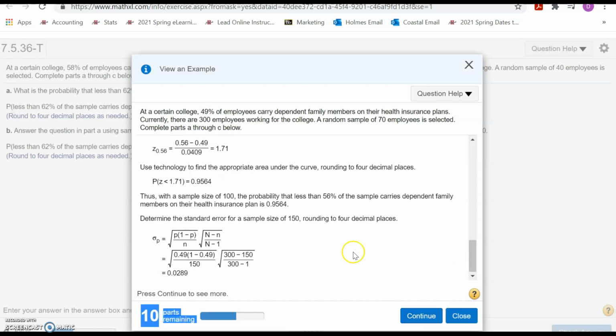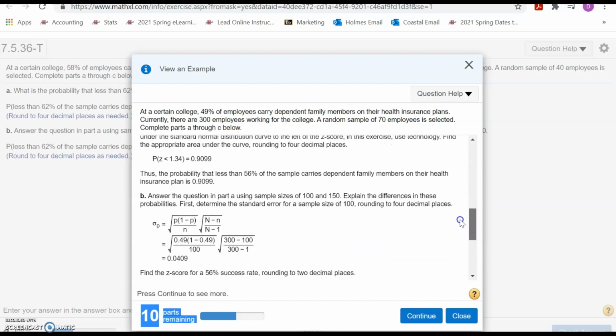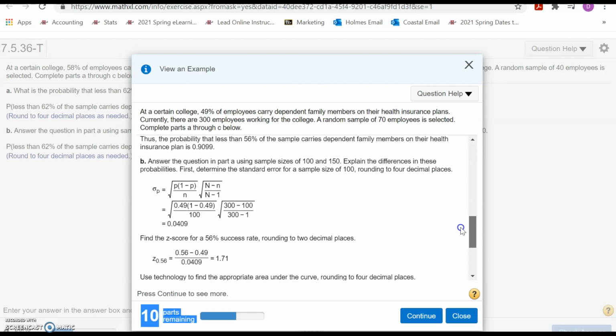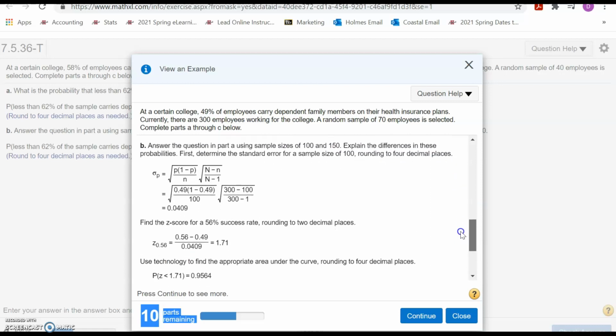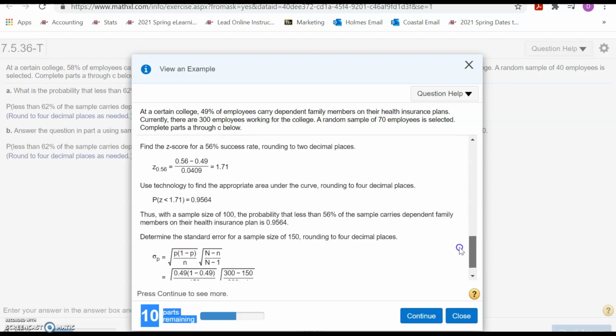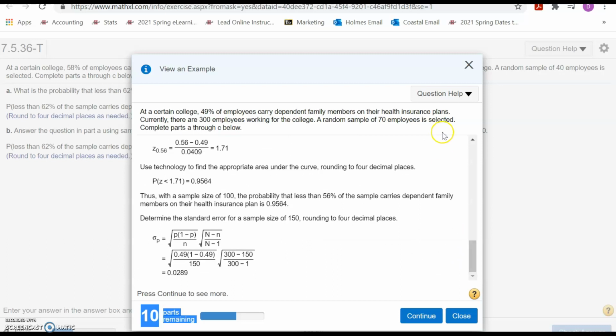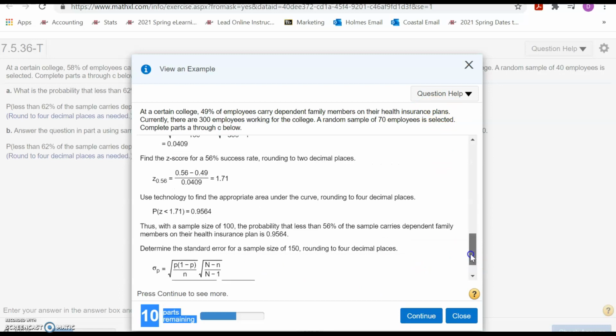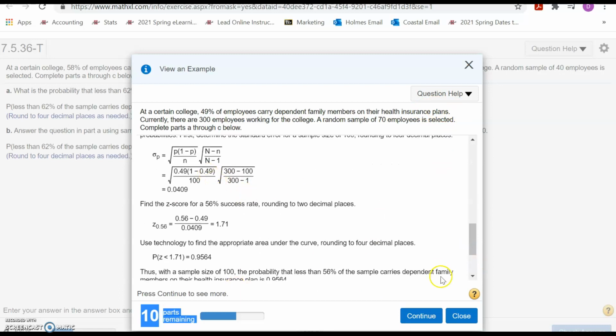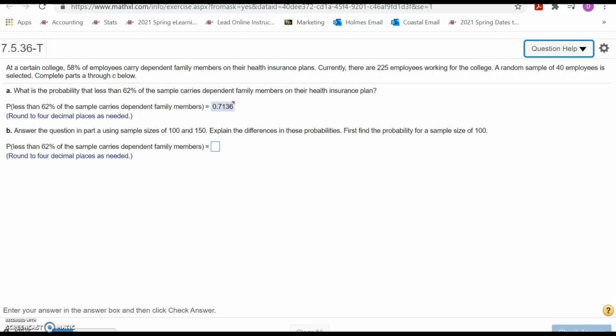I'm just showing you. So here it says Part B, answer the question using sample sizes of 100 and 150, rounding to 4 decimal places. Okay, so let's do that one first. And then I think it wants us to calculate it with 100, then calculate it with 150. So I'm going to pause it and put my information in.